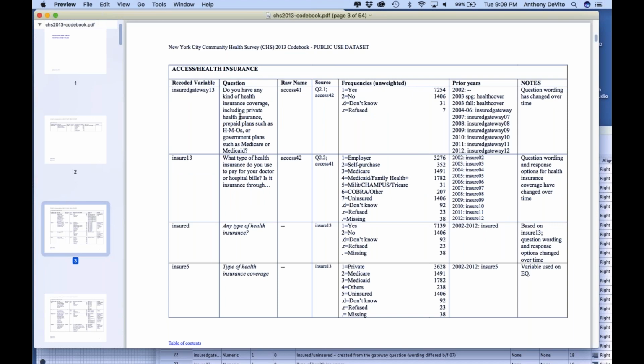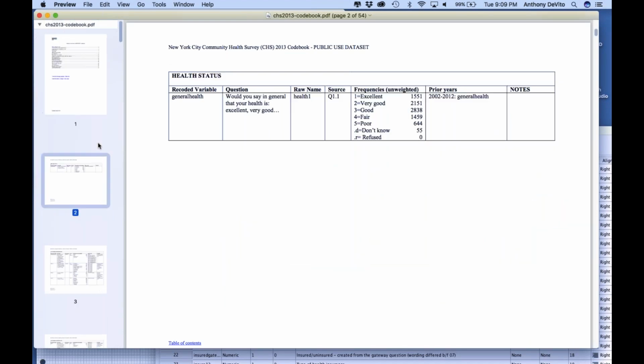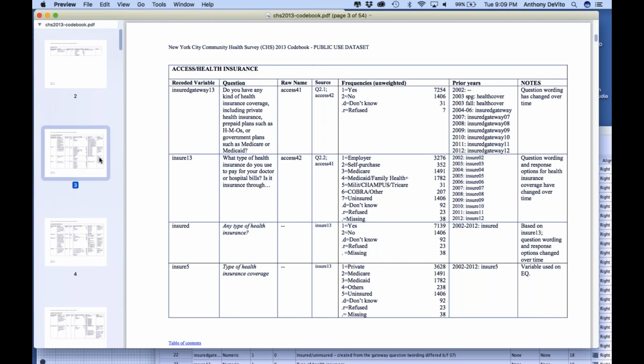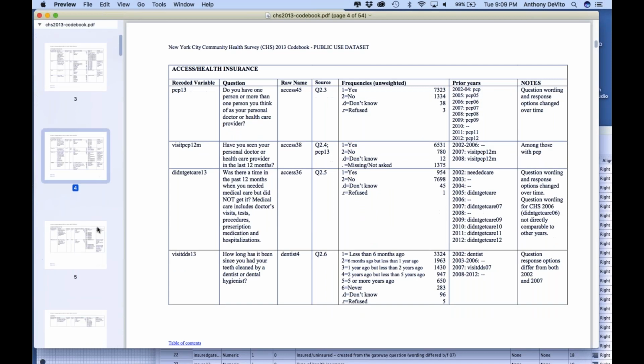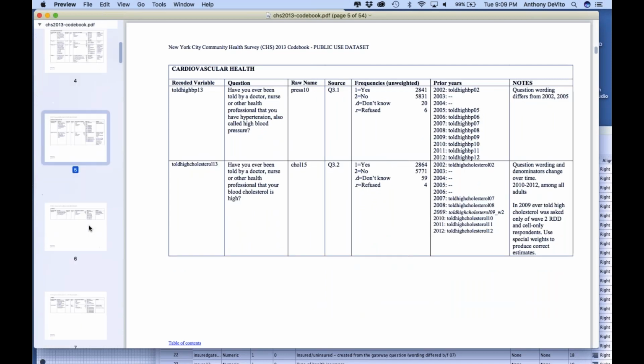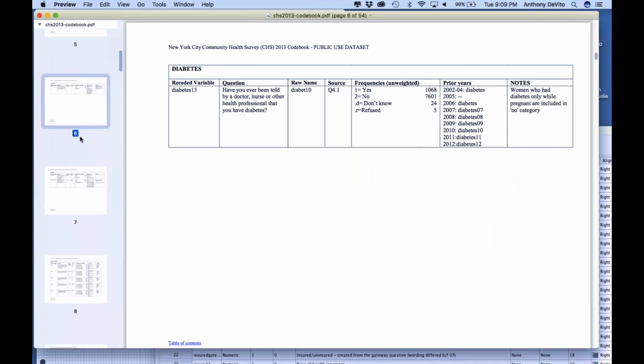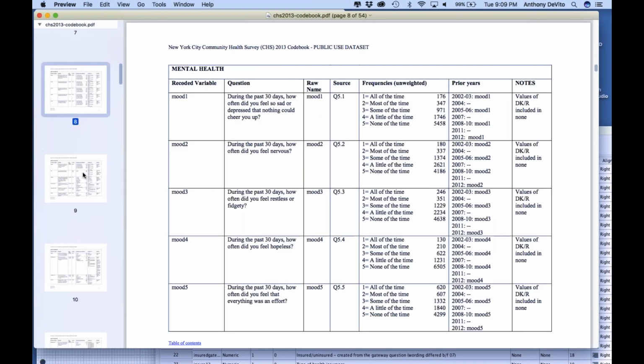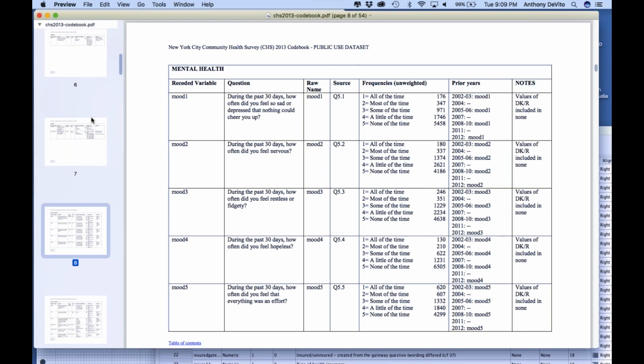And they go in the sequence that the questions are ordered, like mood 1, mood 2, and so on and so forth. These are sorted into groups that describe different categories of data. For instance, these variables are all access to health insurance, and so on and so forth. There we go. The next group of variables are cardiovascular health. Next group is diabetes. Next group is asthma, and so on and so forth. So some stuff that we're pretty interested in.